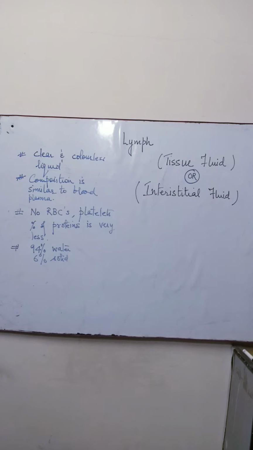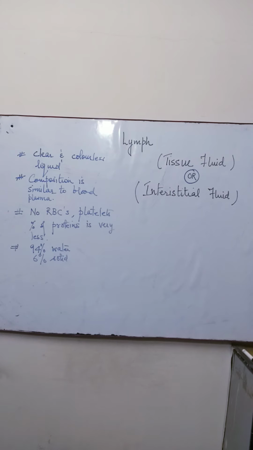Now, how is lymph formed? We know that the blood passes through the capillaries. When the blood is pumped from the heart, it passes through the capillaries to the various tissues, cells, etc. And as it passes, some of the plasma moves out of these capillaries and fills in the space between the tissues and the cells.